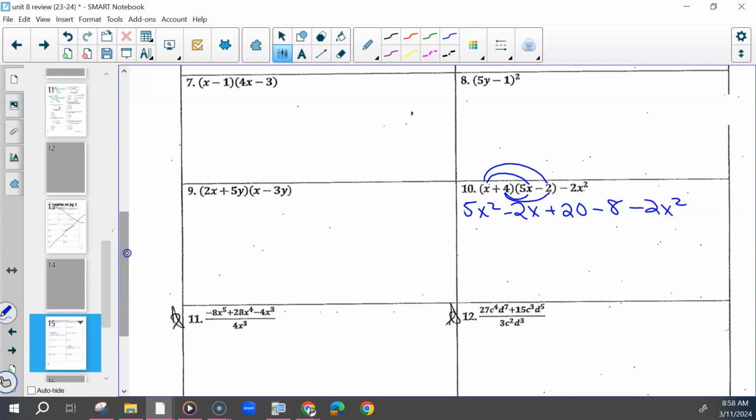Combine like terms. I forgot x. And then over, we have 3x squared plus 18x minus 8. When you get things that have two sets of parentheses, binomials times binomials, make sure you are multiplying everything together, not just two things. Other questions on this page?